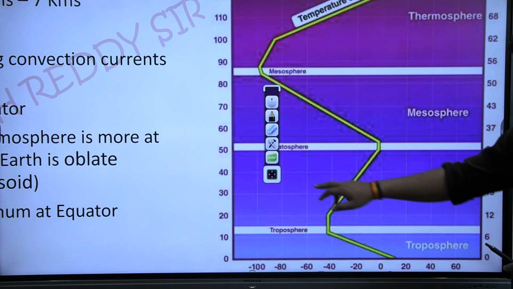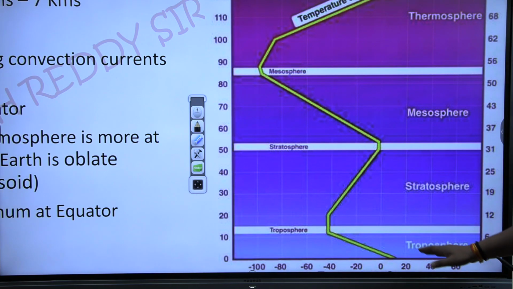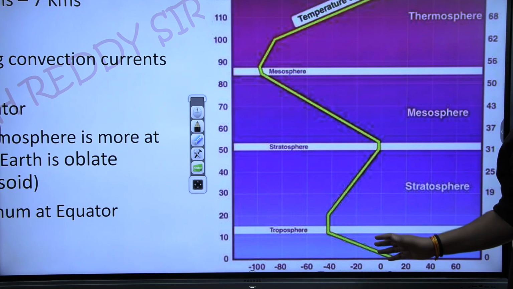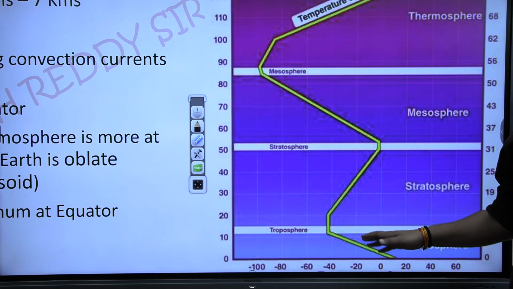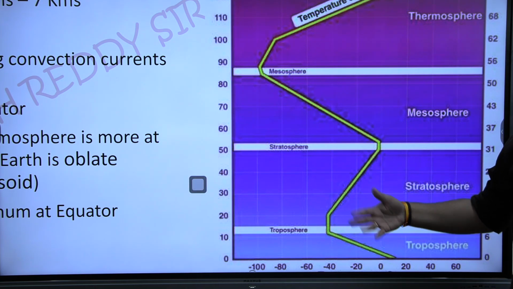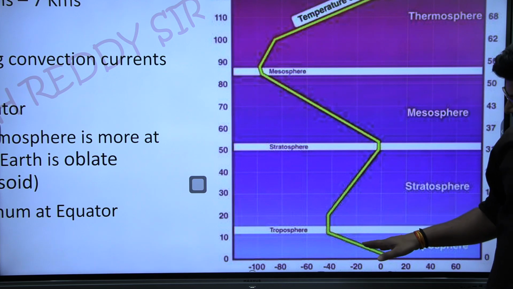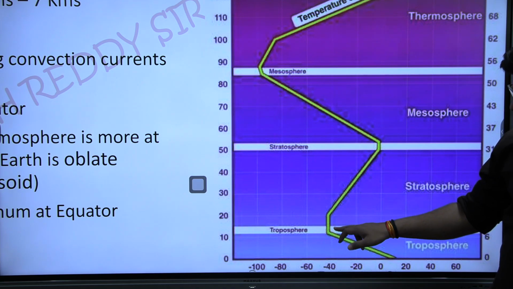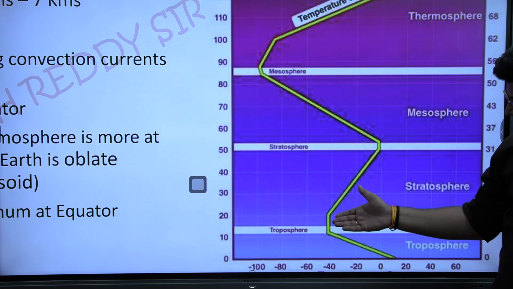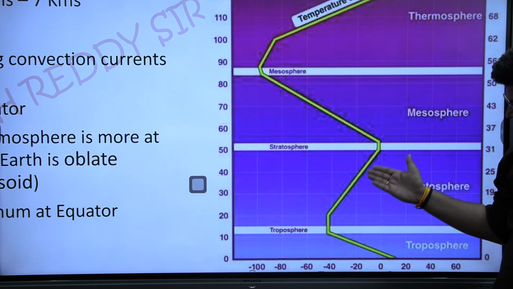In the troposphere the temperature is decreasing. Why? Because of the increase in elevation. In the troposphere, temperature decreases because the Earth's surface first heats up, and then it heats the upper layers. Then, at the border of the troposphere and stratosphere, the temperature is constant, and once again in the stratosphere temperatures are increasing.